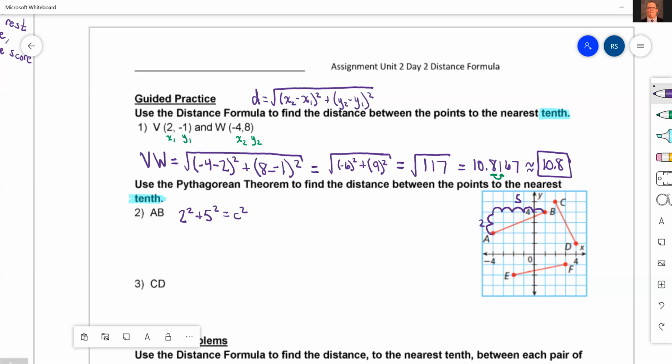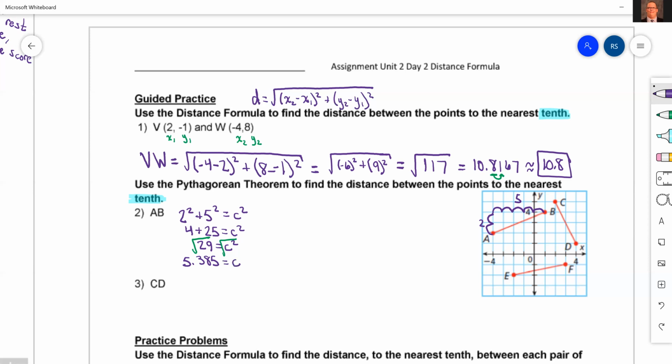2 squared is 4 plus 5 squared is 25 equals c squared. 4 plus 25 is 29. Can I leave it like that? 29 equals c squared? No. I need to take the square root of both sides. Square root of 29 is 5.385.